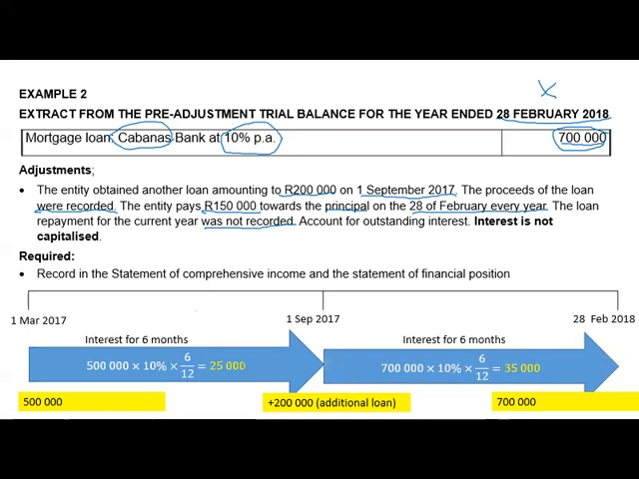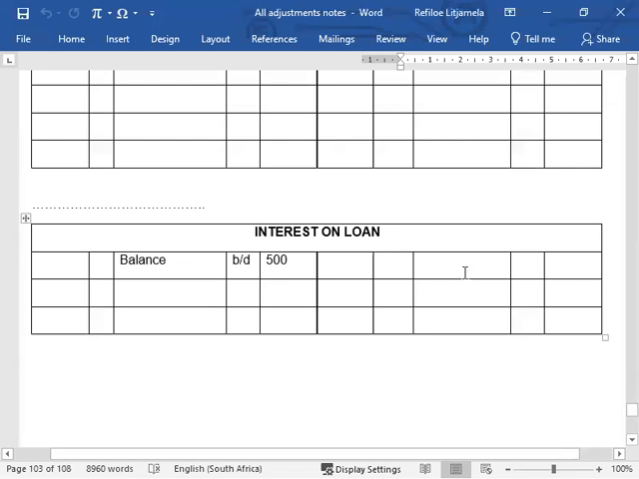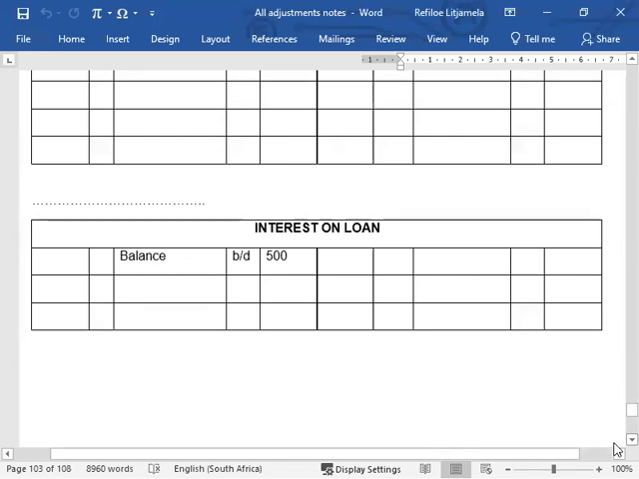This is when interest is not what, guys? Capitalized. Okay, when interest is not capitalized. If it is capitalized, you calculate it in a table form. But if it's not capitalized, you'll have to calculate it this way. So how much will be our interest for the entire year? Which is 60,000. But how much loan was already recorded? I mean, of that interest, how much of it was recorded already?